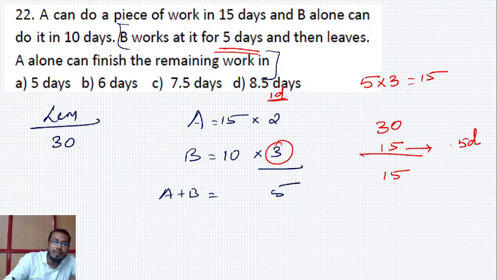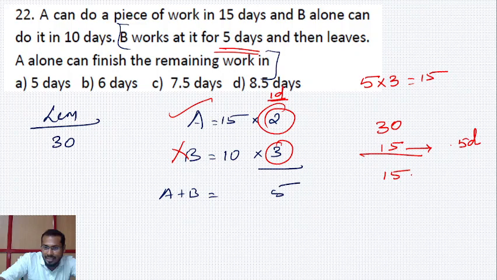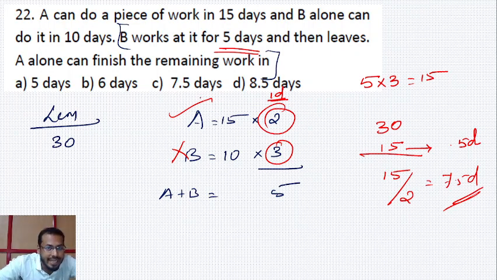Now B went out and A enters the job. A alone can finish the remaining work in how many days? So A can complete 2 chocolates in a day. So 15 chocolates are there. 15 divided by 2, that is nothing but 7.5 days it takes to complete the remaining work by A. This is the right answer. Is it clear?